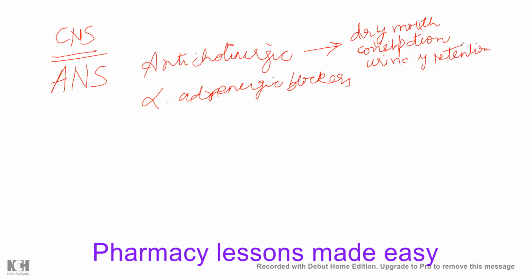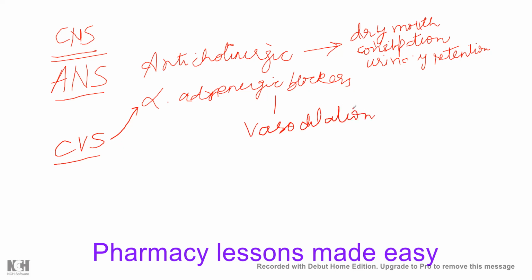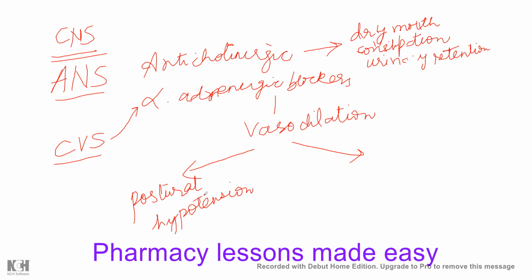And if we talk about the third effect, that is on the cardiovascular system, because of this alpha adrenergic effect, they will show vasodilation. This vasodilation will actually produce postural hypotension and reflex tachycardia.